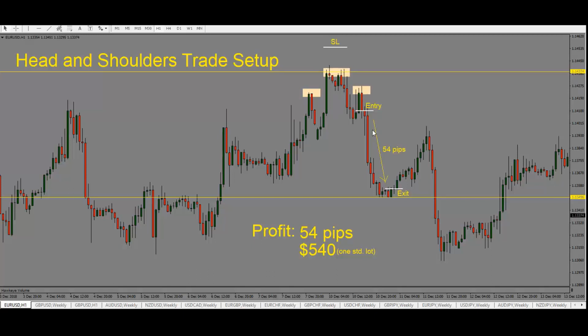We enter the trade short, we stay with the trade, and then once price comes into the next support and resistance area, we see that it starts to flatten out for several hours. Price is just stuck at this level. So this is a good place for us to exit the trade. From entry to exit, we get 54 pips in this trade. So our profit is 54 pips or $540 if trading one standard lot.